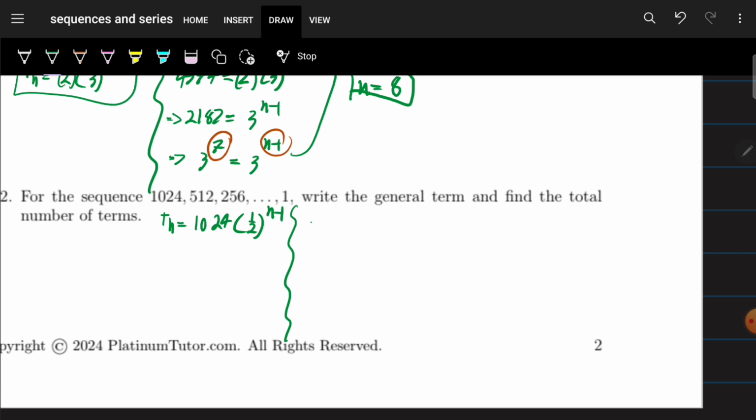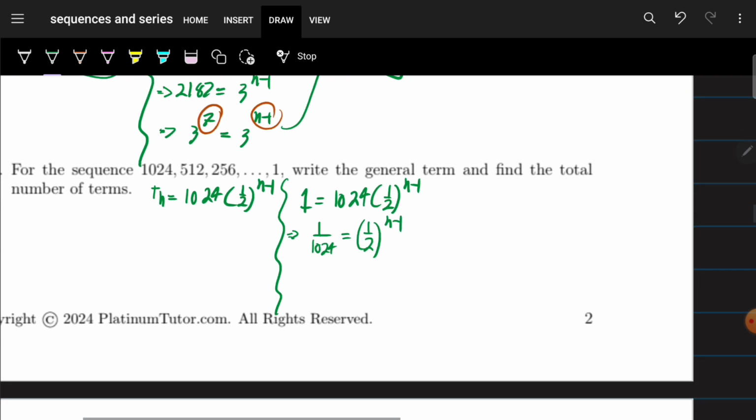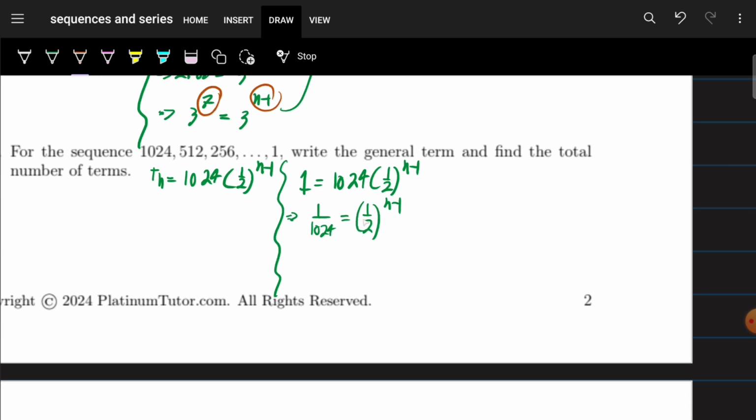Okay, so we're going to plug in 1. So we have 1 is equal to 1024 times 1/2 to the n minus 1. Divide both sides by 1024, we get 1 over 1024 is equal to 1/2 to the power of n minus 1. Okay, now we're going to do this the same method as before. We have to write both sides so that both sides are written in terms of a base of 1/2. So I want 1 over 1024 to be written as 1/2 to the power of something.